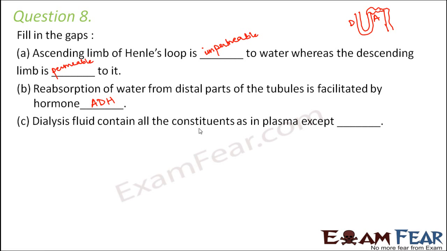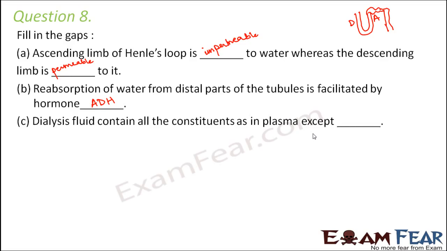Dialysis fluid contains all the constituents as in plasma, except, so what is the dialysis fluid? Now, we know what is dialysis basically. Now, when the kidneys do not function properly, then what happens? The blood inside our body contains a lot of waste materials. So, we follow a technique called dialysis where we tend to purify the blood.